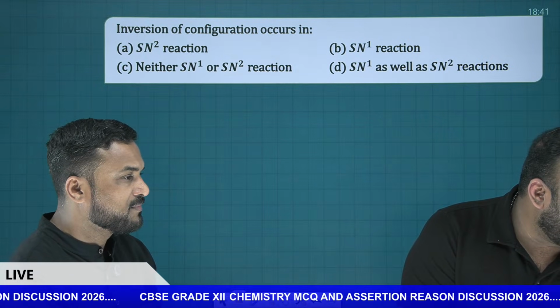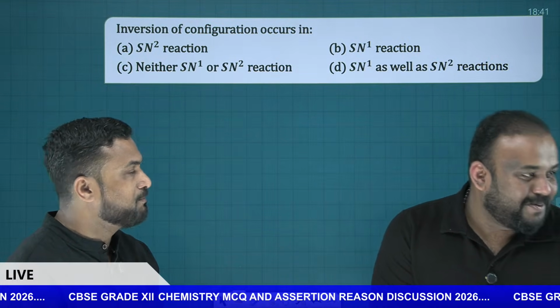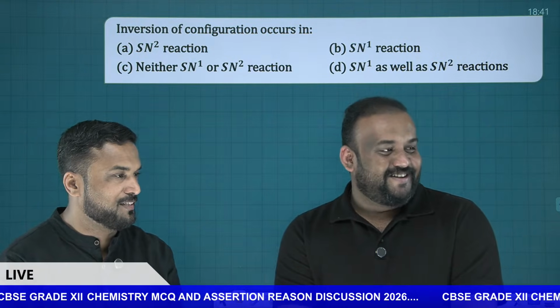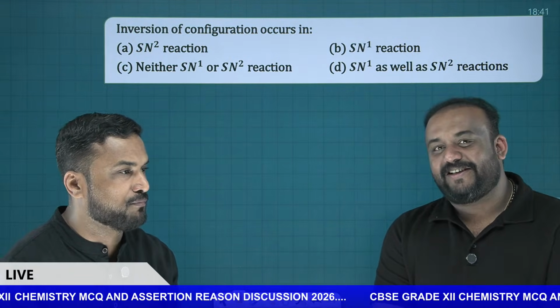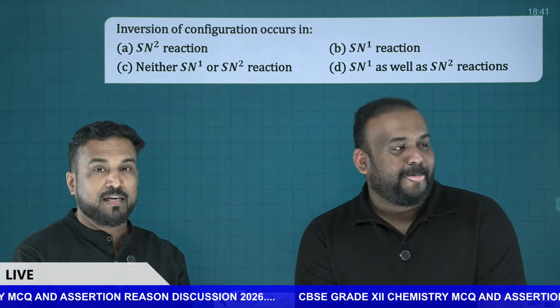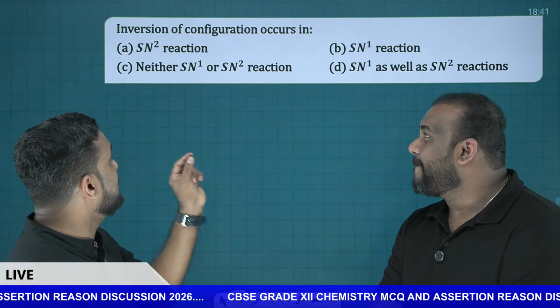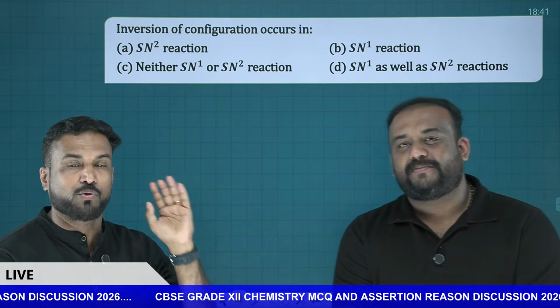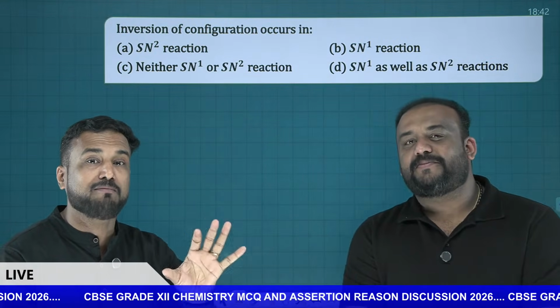Some of them are answering D now. People still have some confusion. I think with SN2 it is the inversion of configuration. Okay, only inversion of configuration occurs. That is what the question meant.